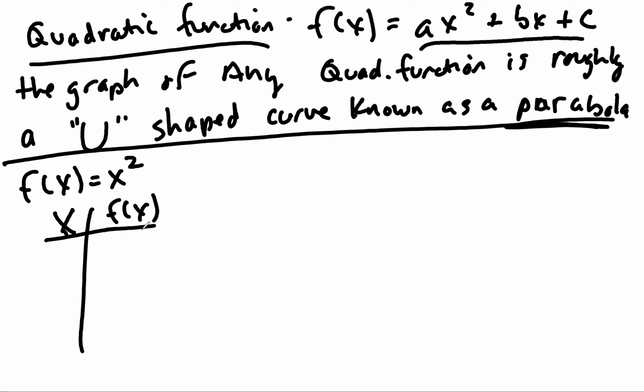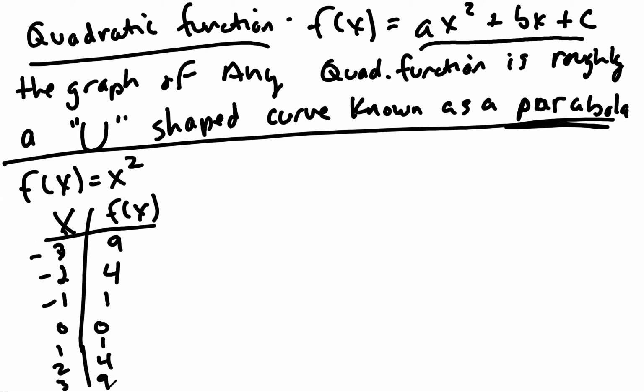We don't always have to pick this many. I'm going to pick -3, -2, -1, 0, 1, 2, and 3, just so we have a good idea of what's happening. Since my function is just x squared, to find the function values for any x I choose, all I have to do is square them, which is going to be super easy. So -3 squared is 9, -2 squared is 4, -1 squared is 1, 0 squared is 0, 1 squared is 1, 2 squared is 4, 3 squared is 9.